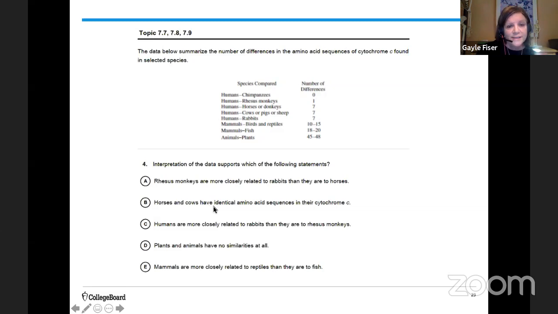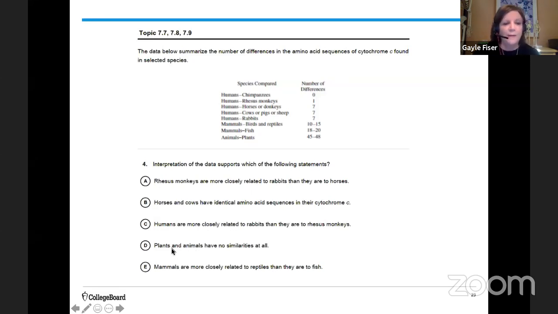Horses and cows have identical amino acid sequences in their cytochrome C. Okay, the horses and cows both have 7, but we don't know which 7. It doesn't mean it's the same 7. Humans are more closely related to rabbits than they are to rhesus monkeys. So humans to rabbits, 7. Humans to rhesus monkeys, 1. So humans are more closely related to rhesus monkeys, not rabbits.